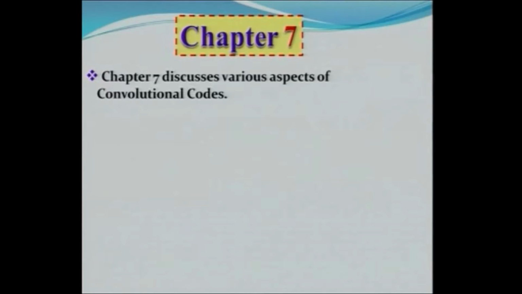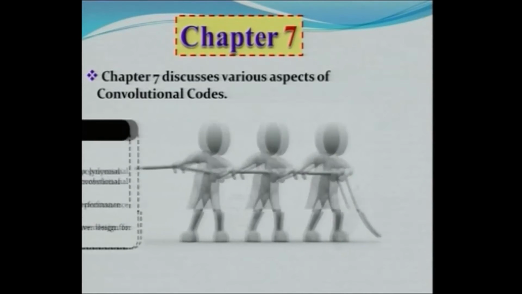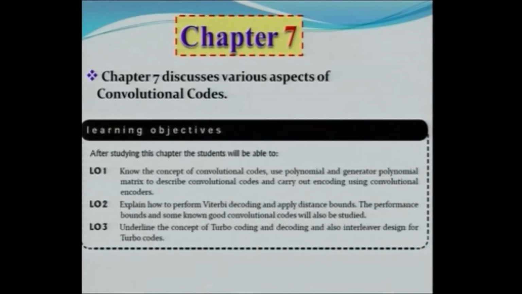Chapter 7 changes gears and looks at codes with memory. We will discuss various aspects of convolutional codes, another very practical set of error control codes. We will learn the basic concept behind convolutional codes and learn how to use polynomials and generator polynomials to represent convolutional codes.